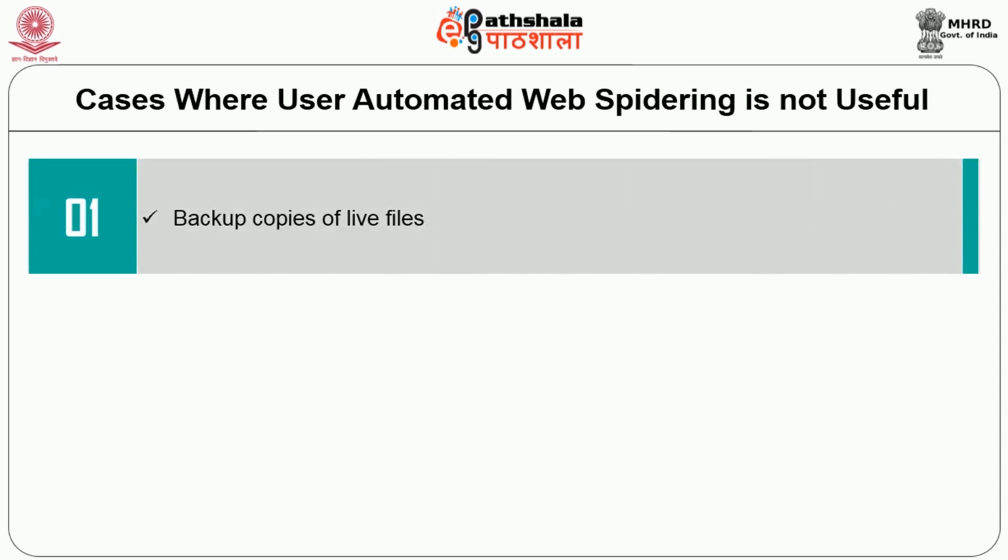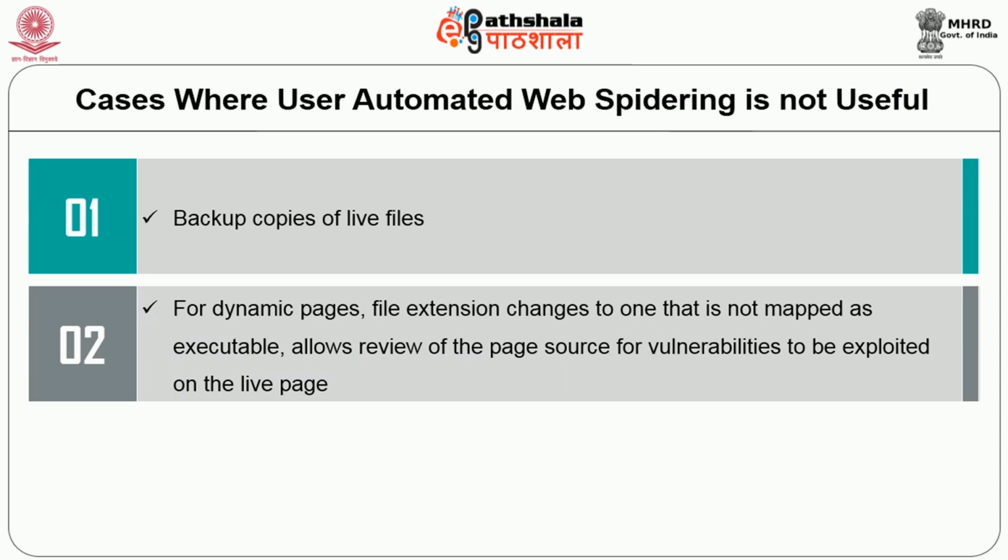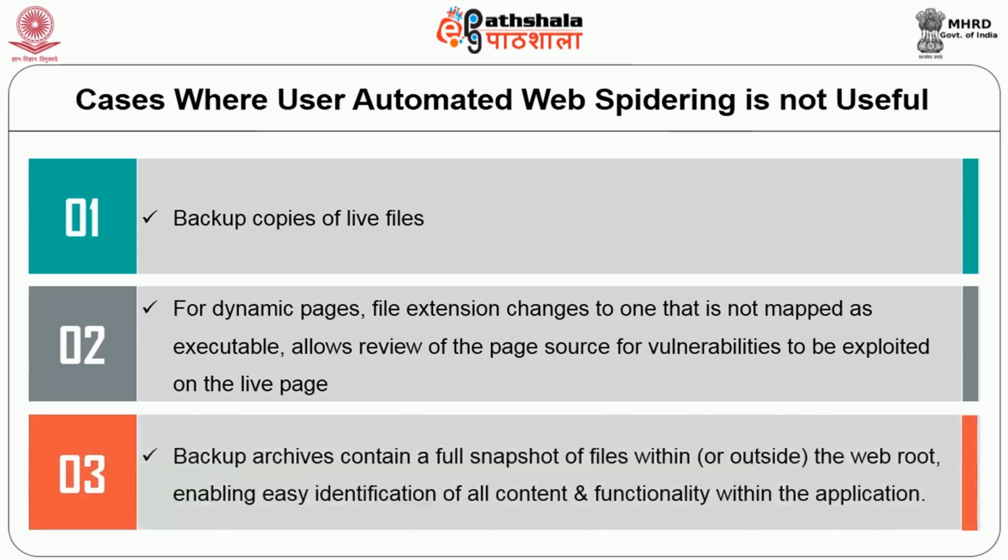If backup copies are there of the live files, in that case dynamic pages and their file extensions may have changed to one that is not mapped as executable. So it enables one to review the page source for vulnerabilities that can then be exploited on the live page. Backup archives are stored that can contain a full snapshot of the files outside the web root or maybe within the web root directory.